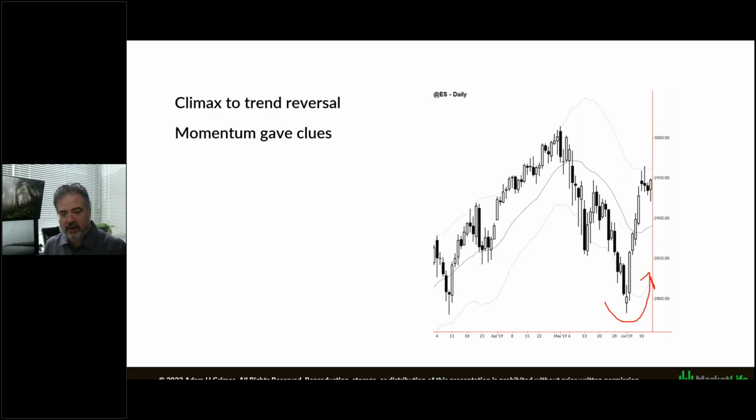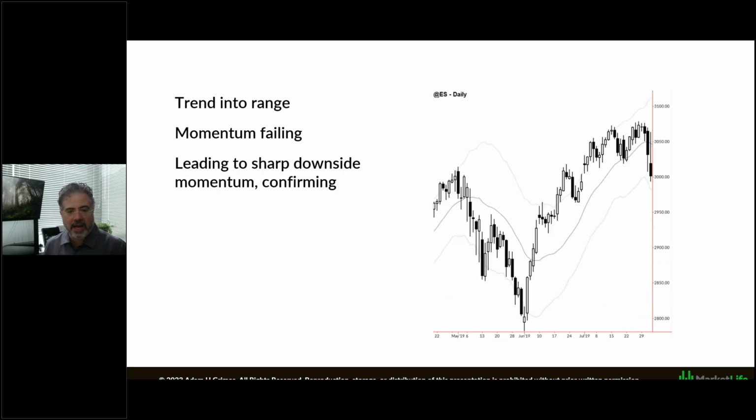And here, however, I do think you had a little bit better evidence. You had certainly this shift of upside momentum. You had the climactic overshoot, and that gave you some warning of a possible reversal. Here is the point where we looked at the failure of the trend into range. Momentum just failed.